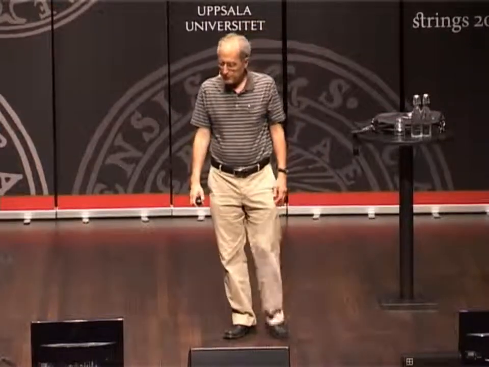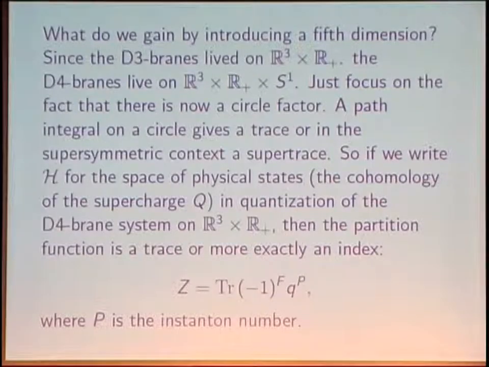So we could calculate the path integral by introducing what I'll call curly H, the space of physical states. But since we've restricted to Q-invariant things, the physical states are the cohomology of the supercharge Q. So if H is the space of physical states in quantization of the D4 brane system on this spatial manifold, then the partition function is a trace, except it's a supersymmetric trace, which is otherwise known as an index. So instead of writing the partition function Z as a count of solutions, as we did before, we can write it as a count of quantum states.